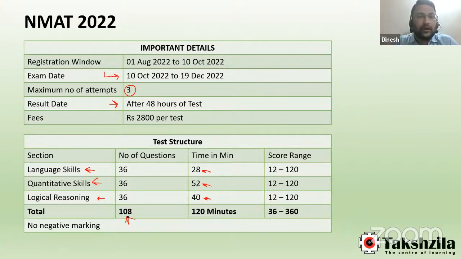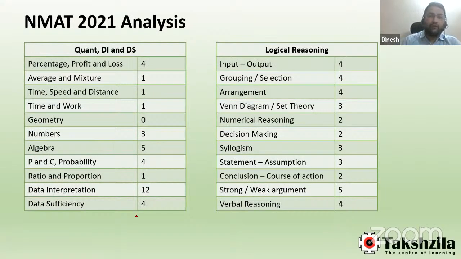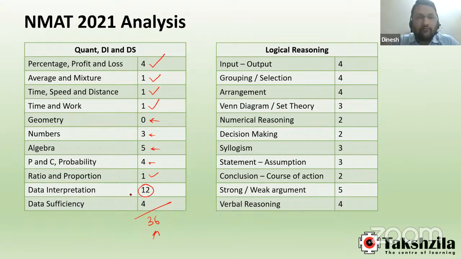So let's understand how questions came last year in this exam. Out of 36 questions in QA, DI, and DS, 4 questions are from profit loss percentage, 1 from average mixture, 1 from time speed distance, 1 from time and work, 1 from ratio, proportion, and variation. So if you count these numbers, everyone, this is 8 questions out of 36 from the arithmetic section. Surprisingly, there were no questions on geometry in most of the slots, everyone. 3 questions were from numbers, 5 from algebra, 4 from PNC probability. And there were 12 questions dependent on data interpretation. 1 was a line chart, 1 a bar graph, and 1 a pie chart, everyone.